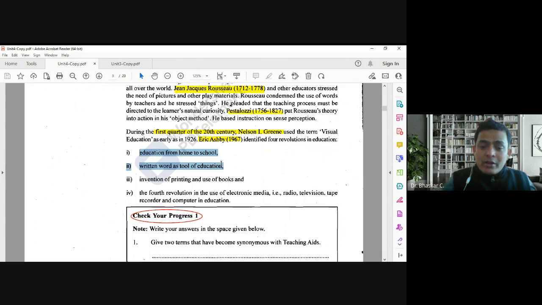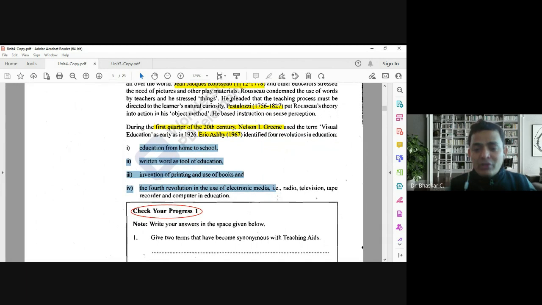Second is the written word as a tool of education. Earlier it was only the spoken word, verbal, but then it came in the form of writing. Then the invention and printing of books. Then printing started, and the last one is the use of electronic media.